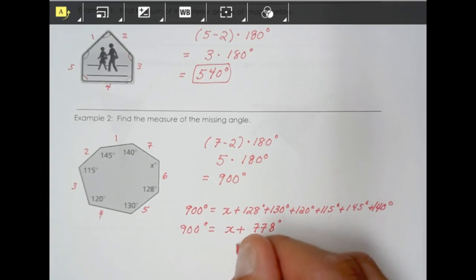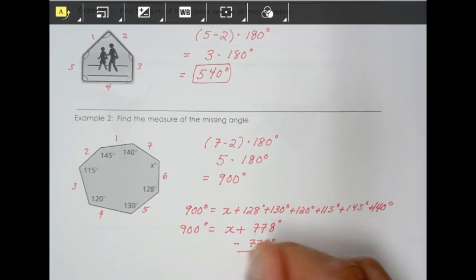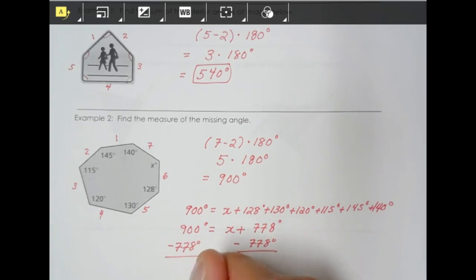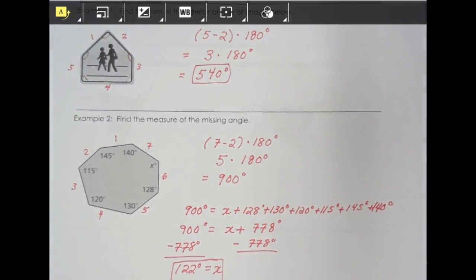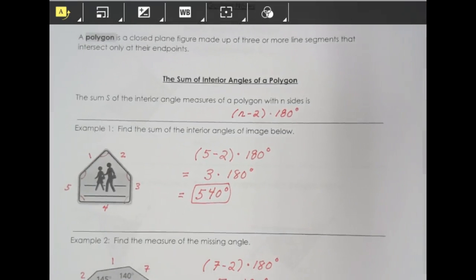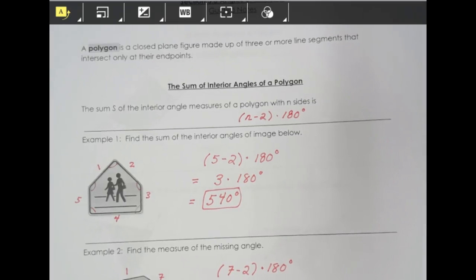Now all I have to do is subtract 778 degrees from both sides. I'm going to go ahead and do that here. And I'm left with x is 122 degrees. So I found the missing angle. X has to be 122 degrees. So that takes care of our first objective, finding the sum of the interior angles of a polygon. Stay tuned for our second video where we look at the sum of the exterior angles of a polygon.